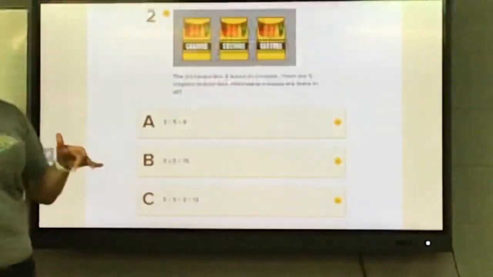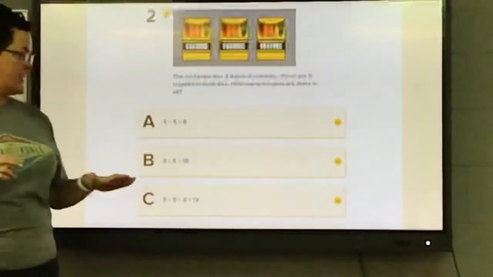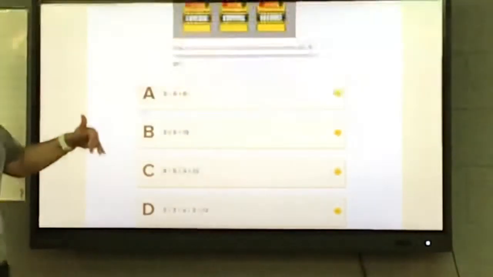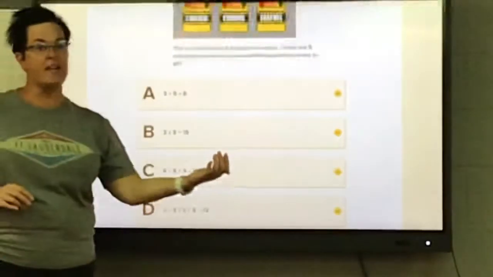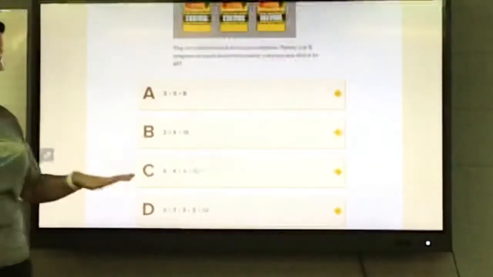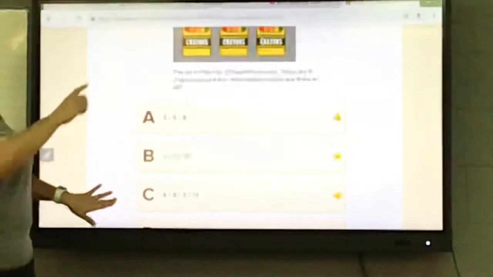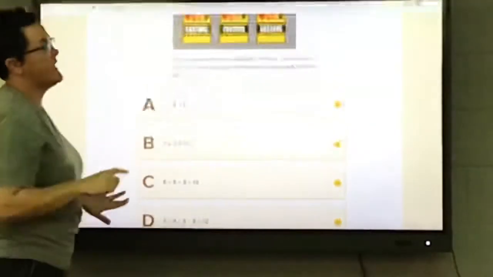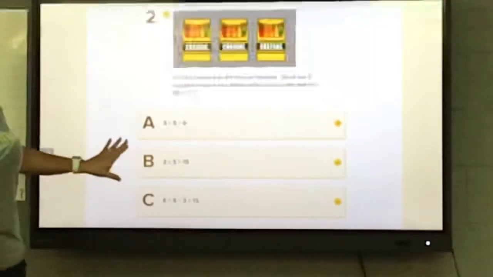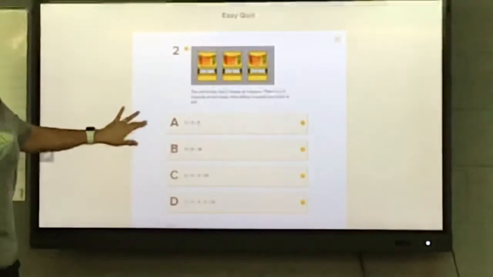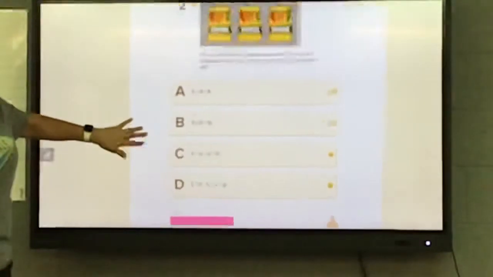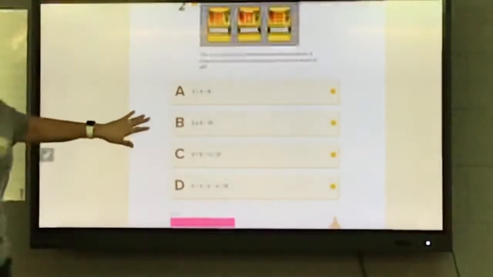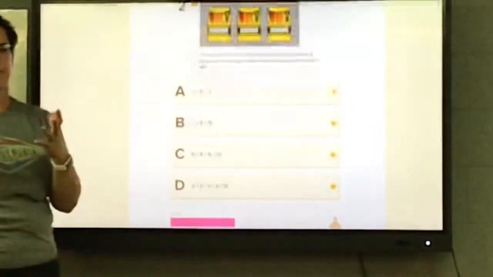3 times 5. Are there 15 crayons in all? 5 plus 5 plus 3 equals 13 crayons in all. Or 3 plus 3 plus 3 plus 3 is 12 crayons in all. Which number sentence is the correct one that shows the information in that picture?